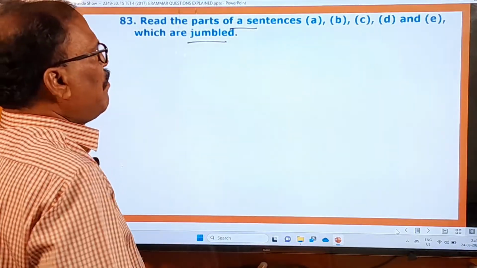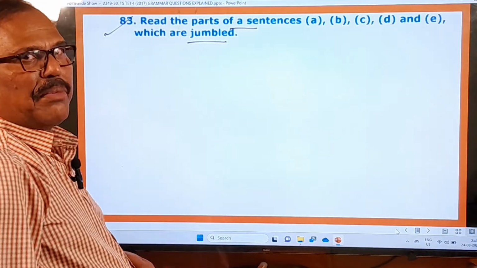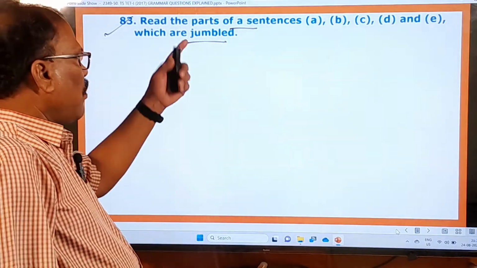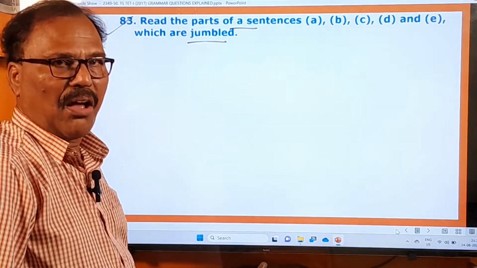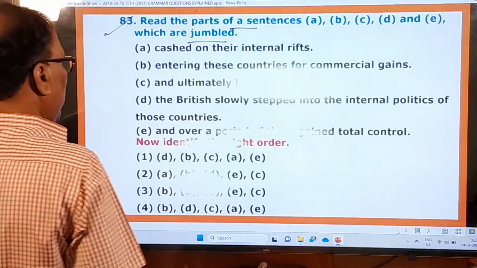Okay, jumbled statements. This type of question is given in the examination every time. Please get acquainted with this question. Jumbled sentences are given, and you have to put them in the right order. And what are the jumbled statements now?